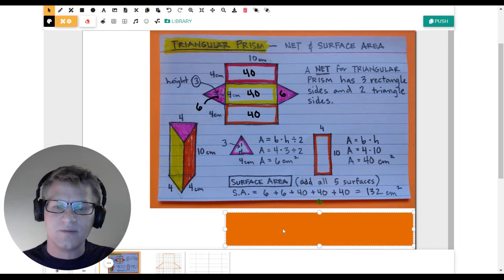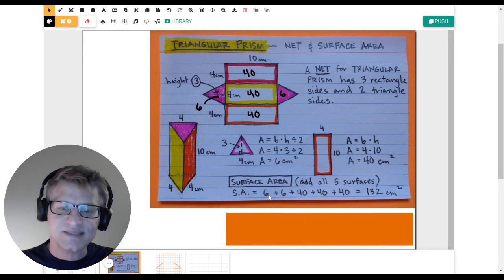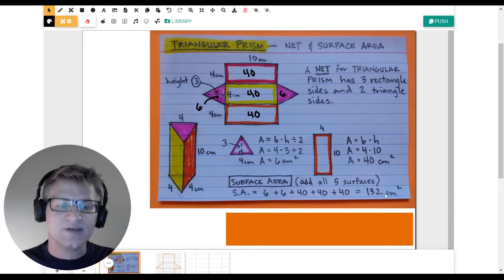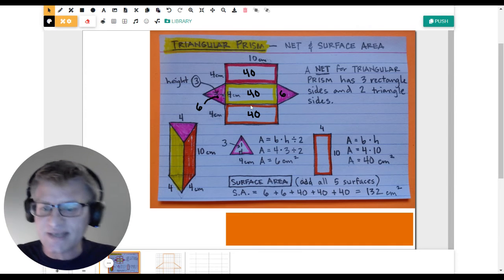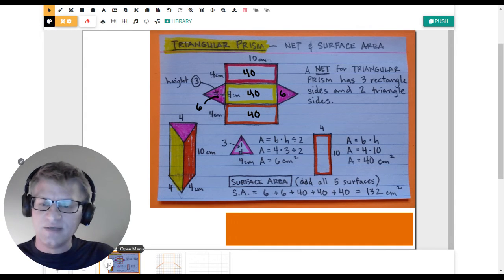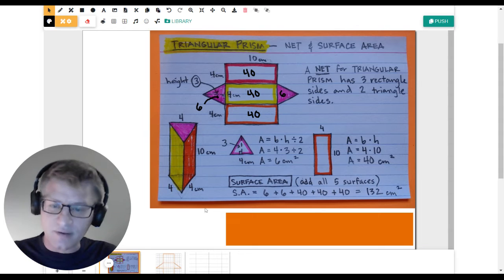So I'm going to move this down here so you guys can see it. Our surface area is to add all 5: 6 plus 6 plus 40, 40, and 40. 132 centimeters squared. That's how much paper, how much cardboard it takes to make this shape, right? Interesting. Not too complicated, but still interesting.